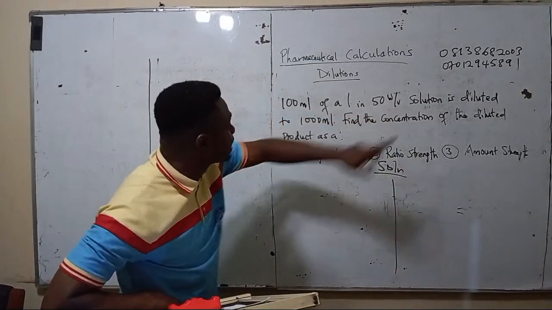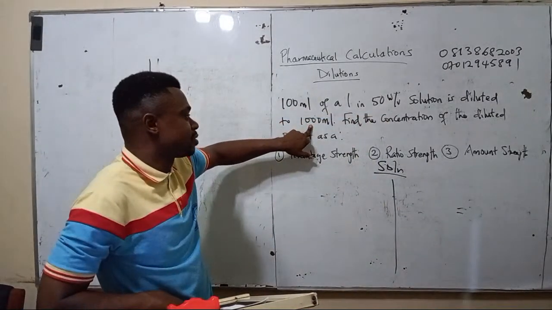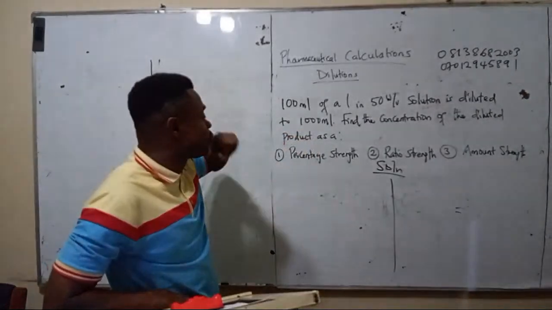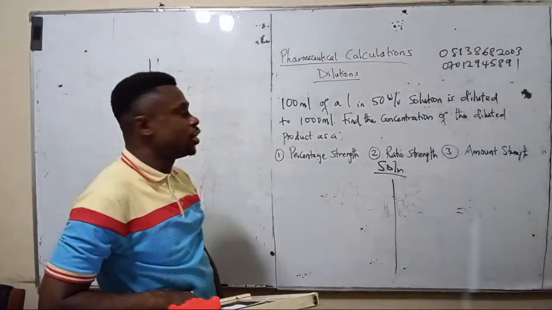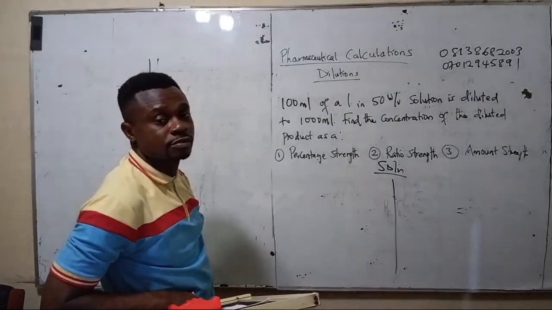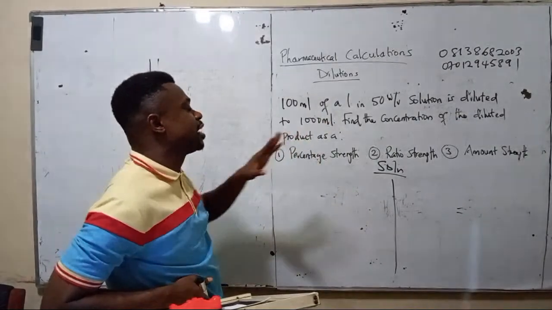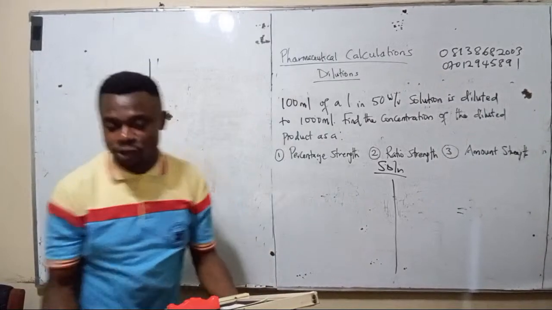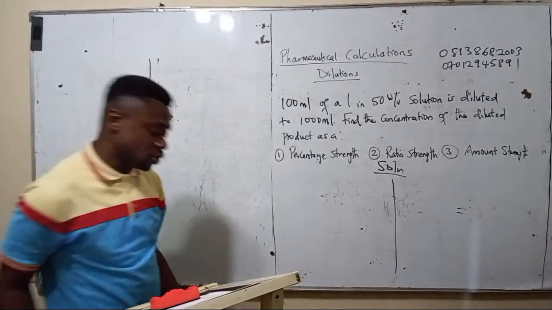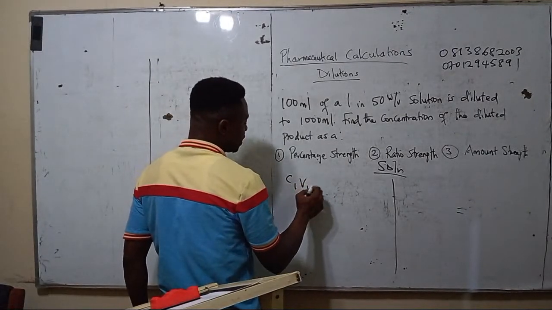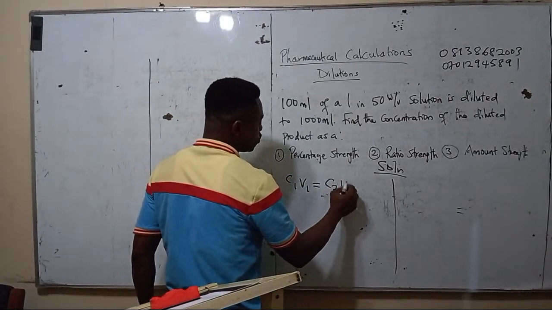Now this 100 ml of this concentration was diluted to 1000 ml. We are asked to find the concentration of the diluted product. So without wasting time, I can solve this straight using the dilution formula. Here we say that C1 V1 is equal to C2 V2.